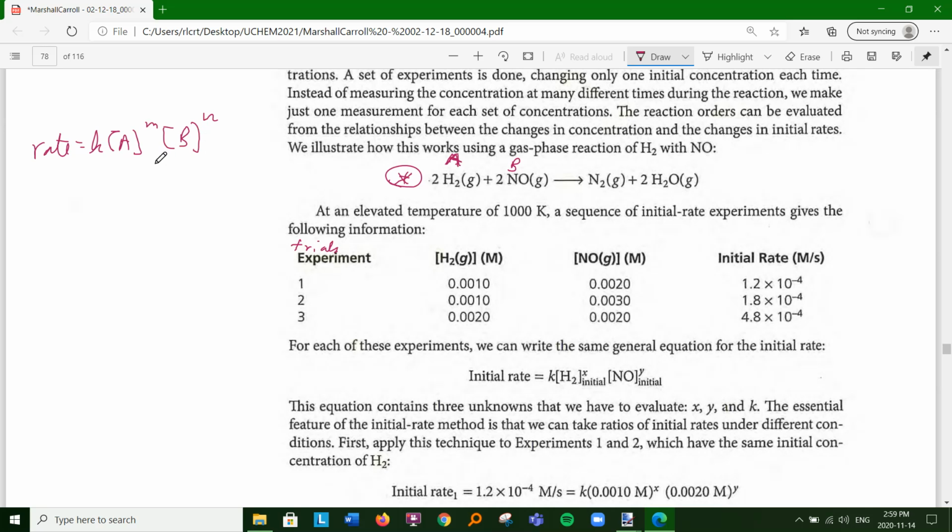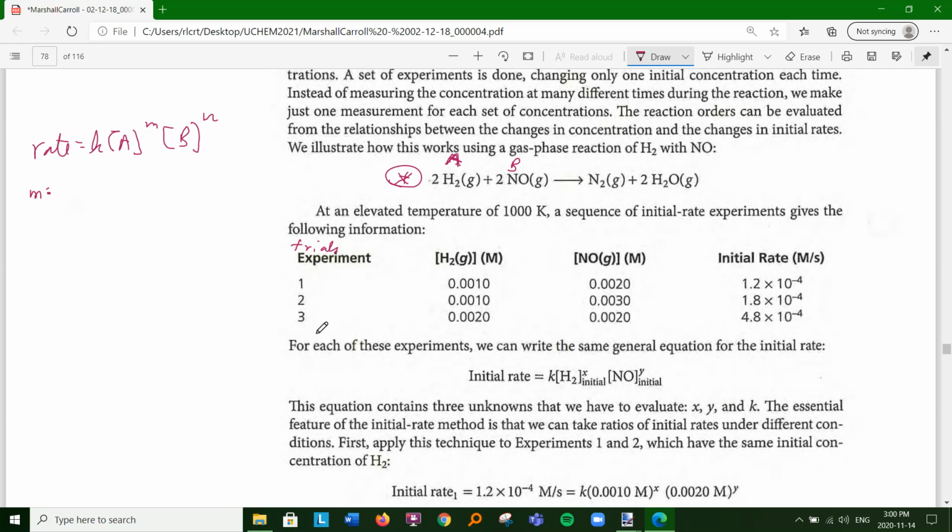So what I want to look for is the order with respect to A, which is m. So I want A to change, but B not to change. I want to control variables, all right? Control my variables. Only look at hydrogen concentration changing, but not NO.